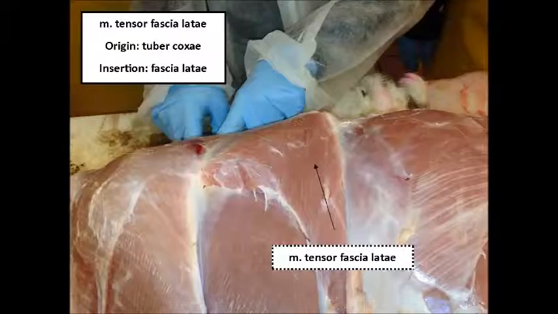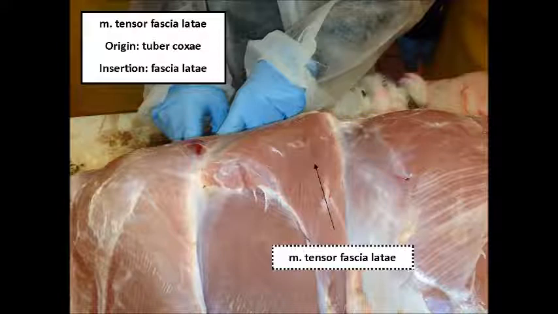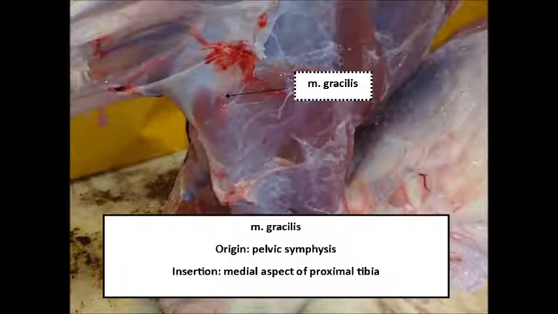The tensor fascia lata muscle originates in the tuber coxae and inserts in the fascia lata. This enables the flexion of the hip and the extension of the stifle. The gracilis muscle originates in the pelvic symphysis and inserts in the medial aspect of the proximal tibia. This enables the adduction of the limb.